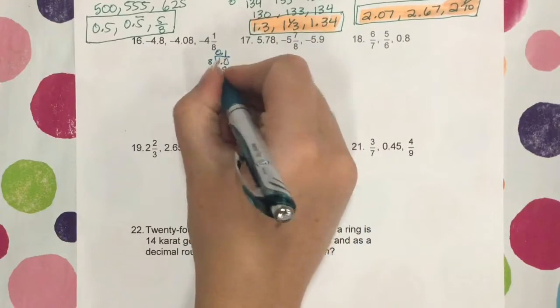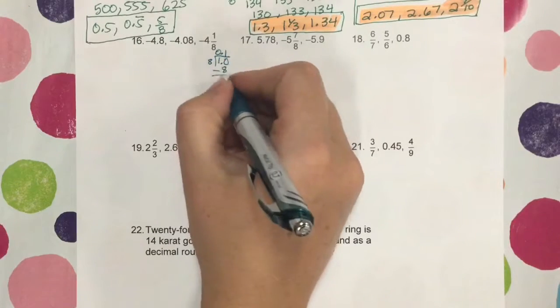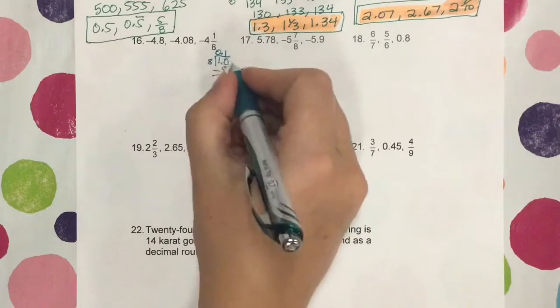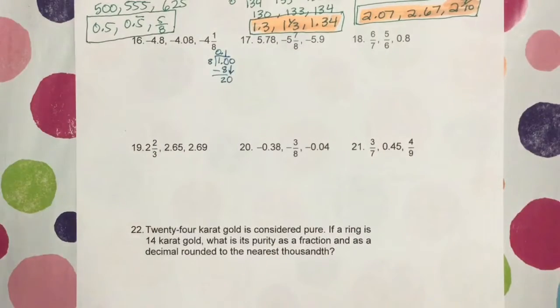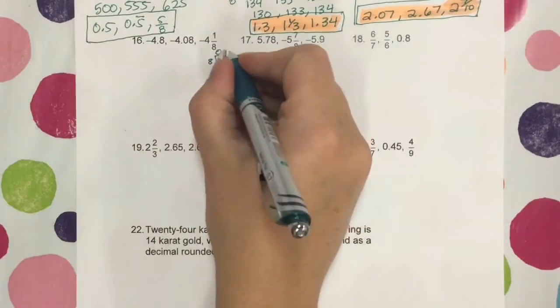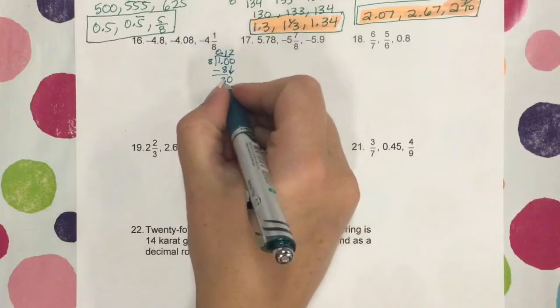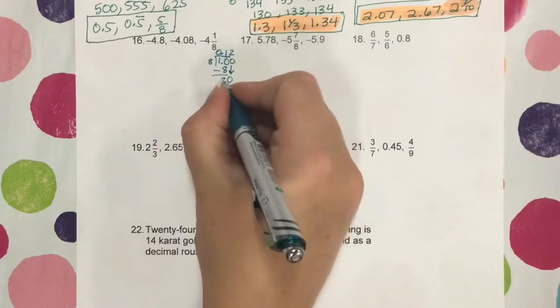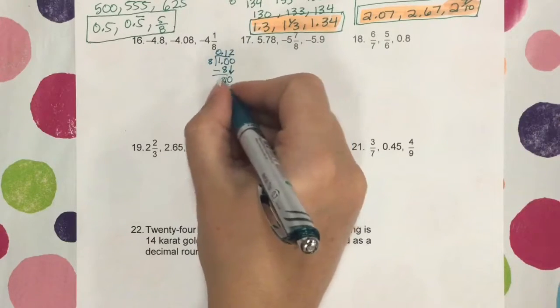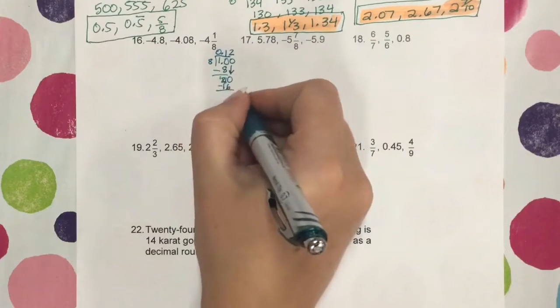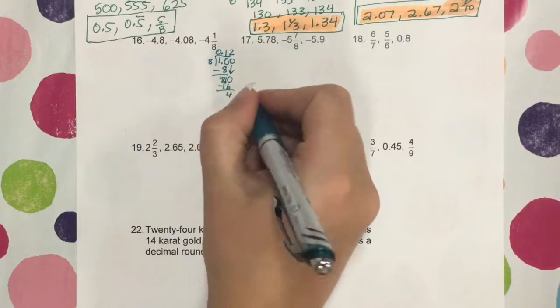1 times 8 is 8. 10 take away 8 is 2. And then we add a 0. We drop it down. 8 goes into 20 2 times. 2 times 8 is 16. And then we do the subtraction. 10 take away, we have to borrow from the 2, making that a 1. 10 take away 6 is 4. 1 take away 1 is 0.